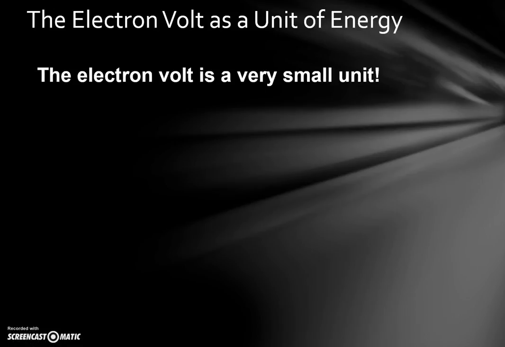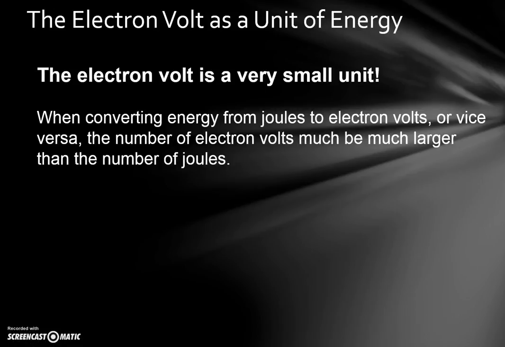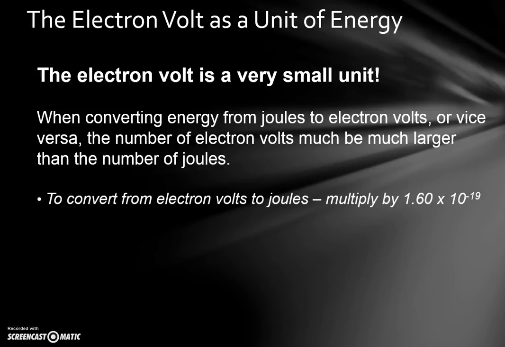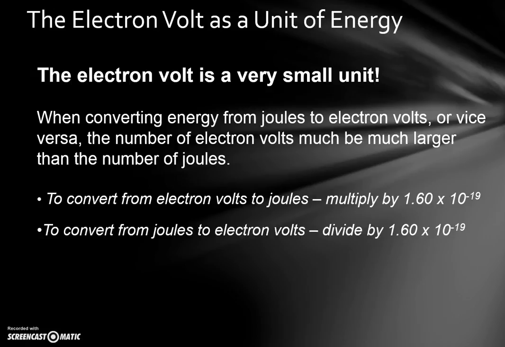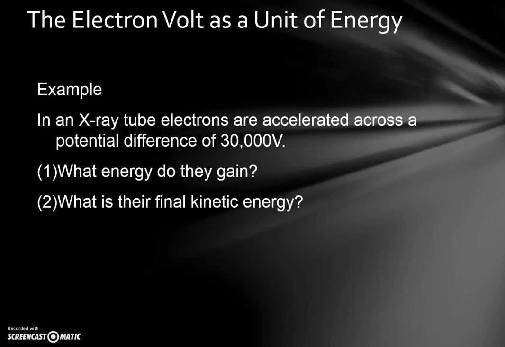So just keep in mind that the electron volt is a very small unit, and if we're ever converting energy from joules to electron volts or back the other way, then the number of electron volts needs to be much, much bigger than the number of joules. So to convert from electron volts to joules, we multiply by 1.6 times 10 to the negative 19, and to convert from joules to electron volts, we divide by that. That's just the charge of an electron.